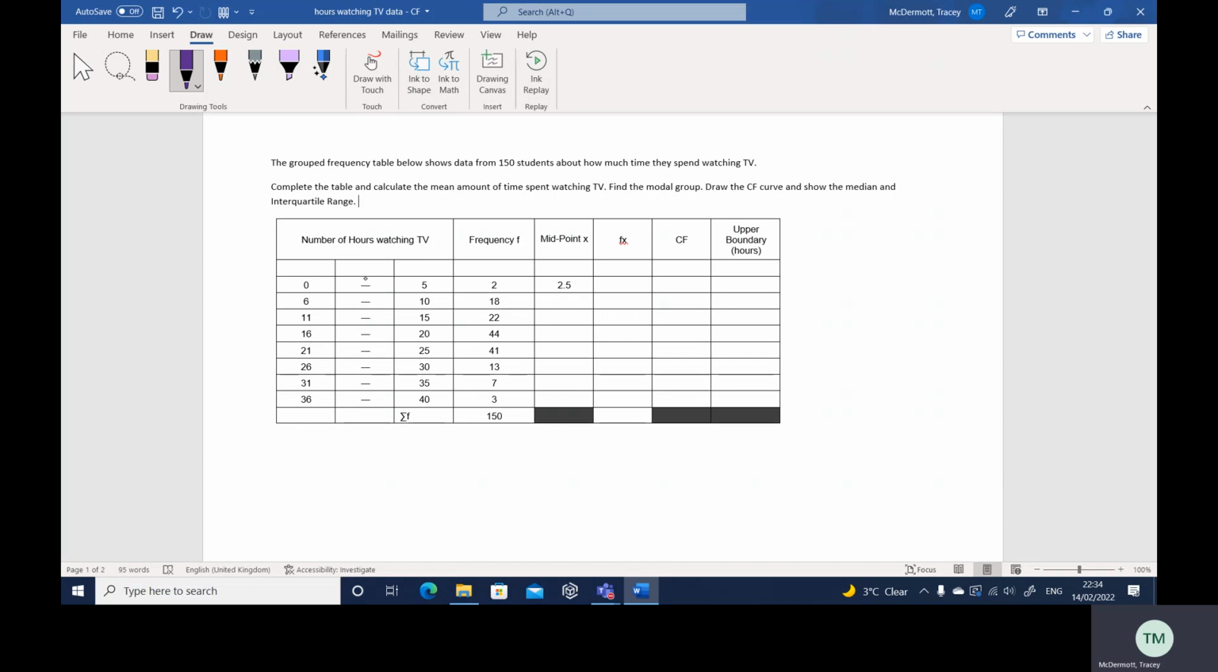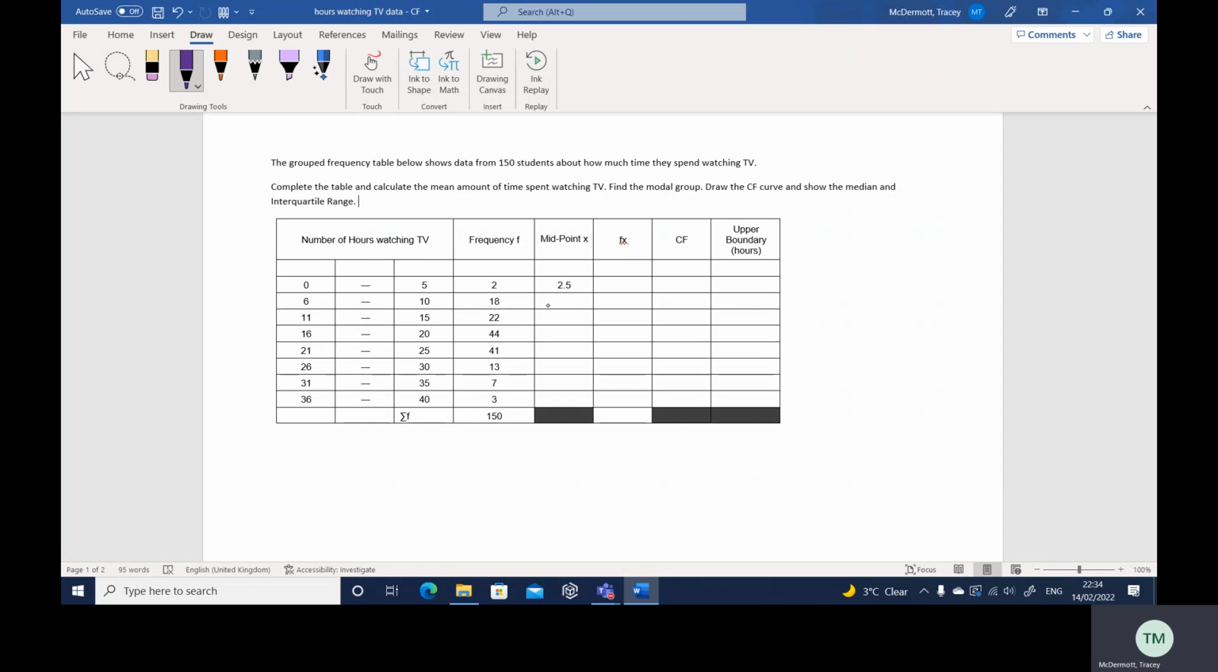So we've got here a grouped frequency table. It's grouped because the categories are grouped. So we're looking at the number of hours of TV that people have watched over the space of a week. 150 people have taken part in the survey, and the frequency tells us how many people are in each category. So 2 people watched between 0 and 5 hours of TV, 18 people watched between 6 and 10 hours of TV, and so on and so on.